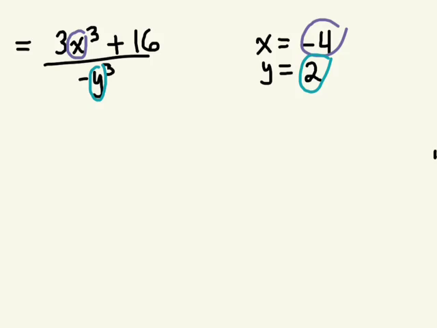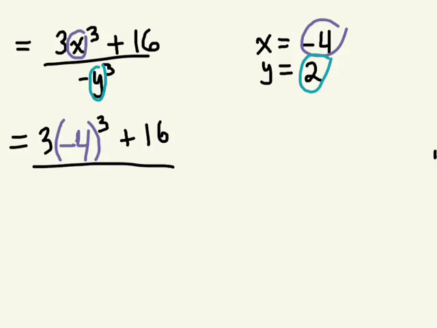We have to watch our signs. So we have 3, and we're replacing x with negative 4. Okay, so we rewrite the numerator with the value of the variable. And then y is 2, but what's in front of y? So we have to put that negative there. We're only replacing y. So instead of writing y, I'm going to write the number 2.